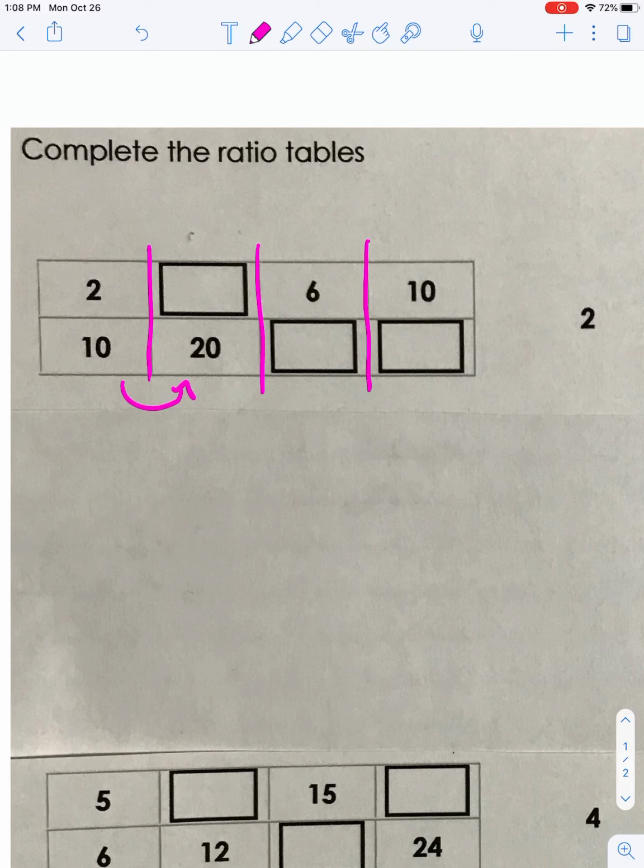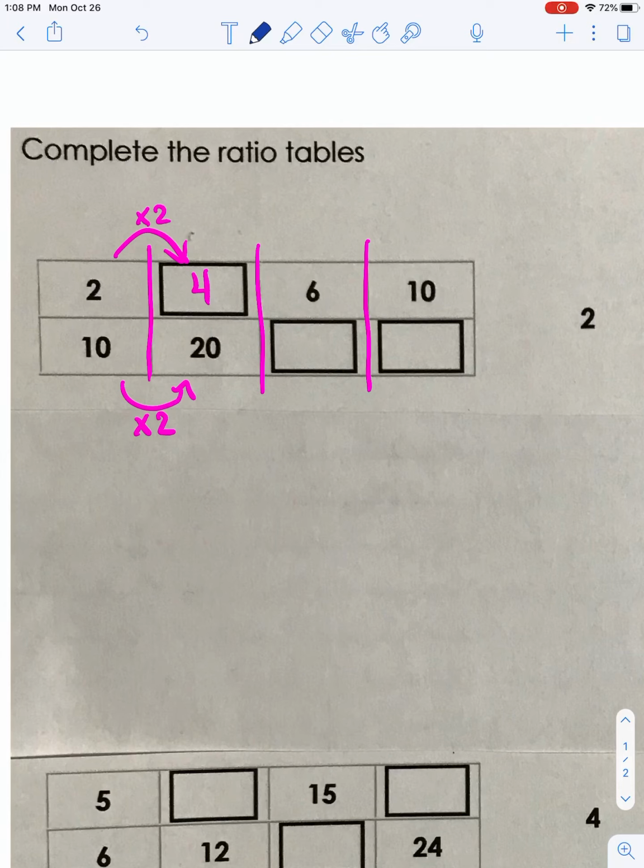So what we're going to do here, I'm going to have an internal dialogue with myself. I'm going to say, self, how do I get from 10 to 20? What do I multiply or divide 10 by to get to 20? And of course, I'm going to say I multiply by 2. And so I'm going to have to do the exact same thing up here. I have to multiply 2 times 2, and I'm going to get 4.